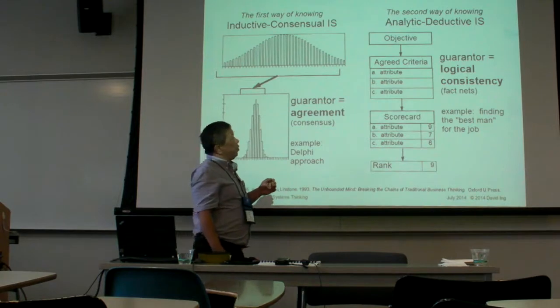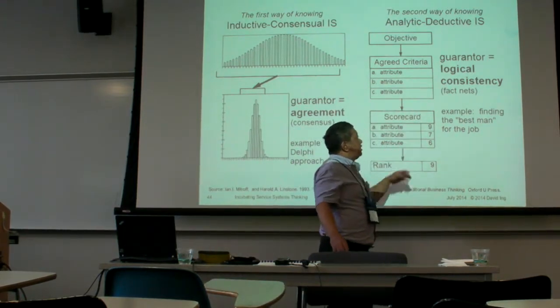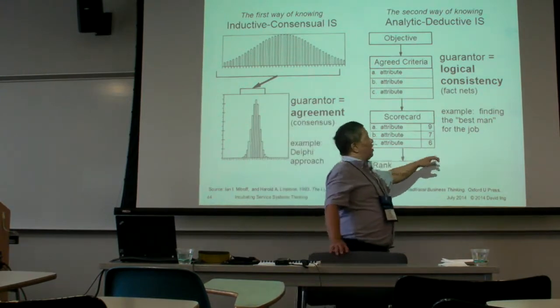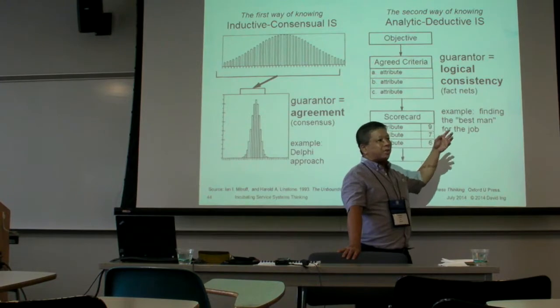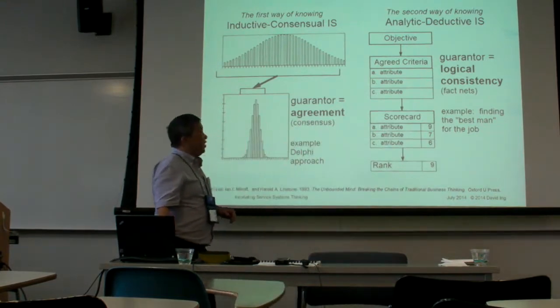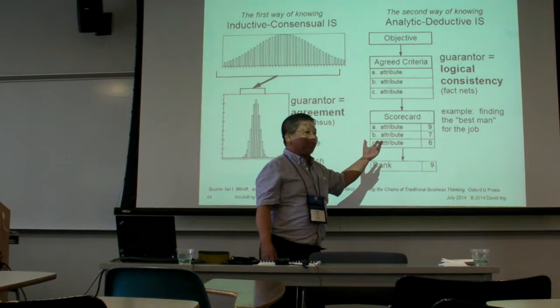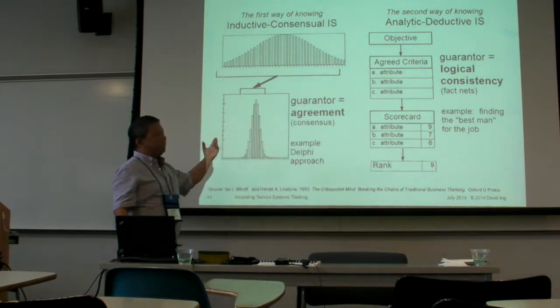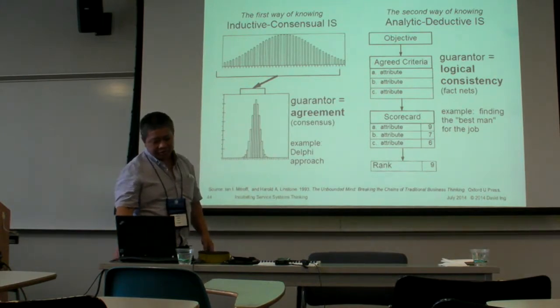The second way of knowing is analytic deductive. This is like a scorecard where you set up a fact net. So if you're trying to find the best man for a job, you go, well, he should have these skills, have this experience, and so on. You bring people in, you score all of them. And that's another objective way of ranking people. So how do you know you got the best man for the job? Because he had the highest score. How do you know you got the best man for the job here? Because everyone chose him. Different way of knowing.